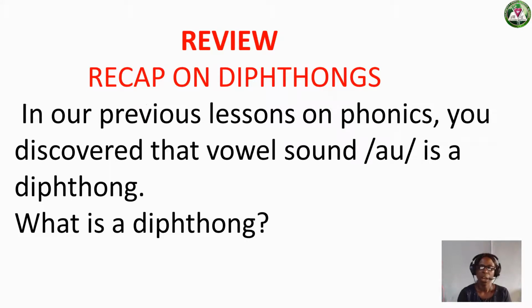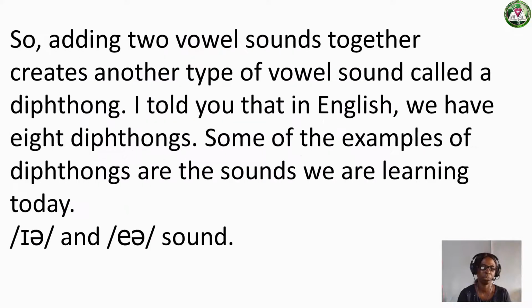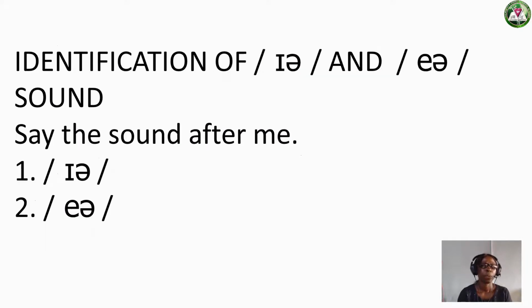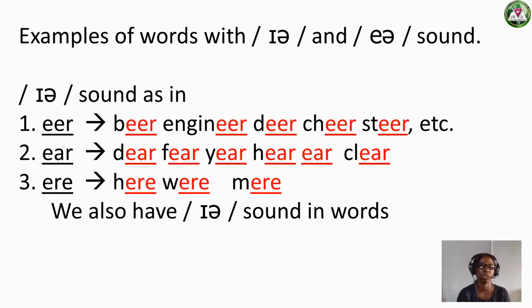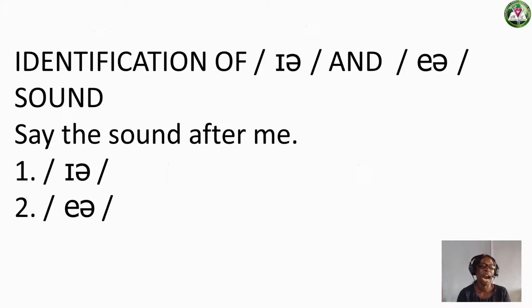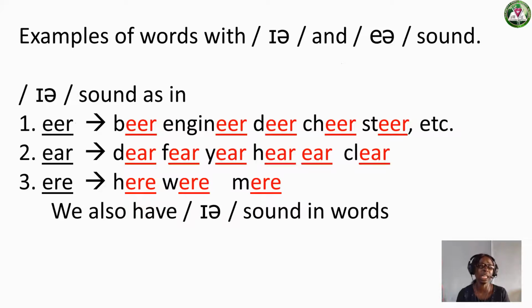All right. We have set our objectives today. We have identified the sound. Now let's talk about examples of words with ear and air sound. We have identified the sound and you have said the sound after me. Sound number 1 is ear. And sound number 2 is air. So the next one we have here is examples of words with ear and air sound.